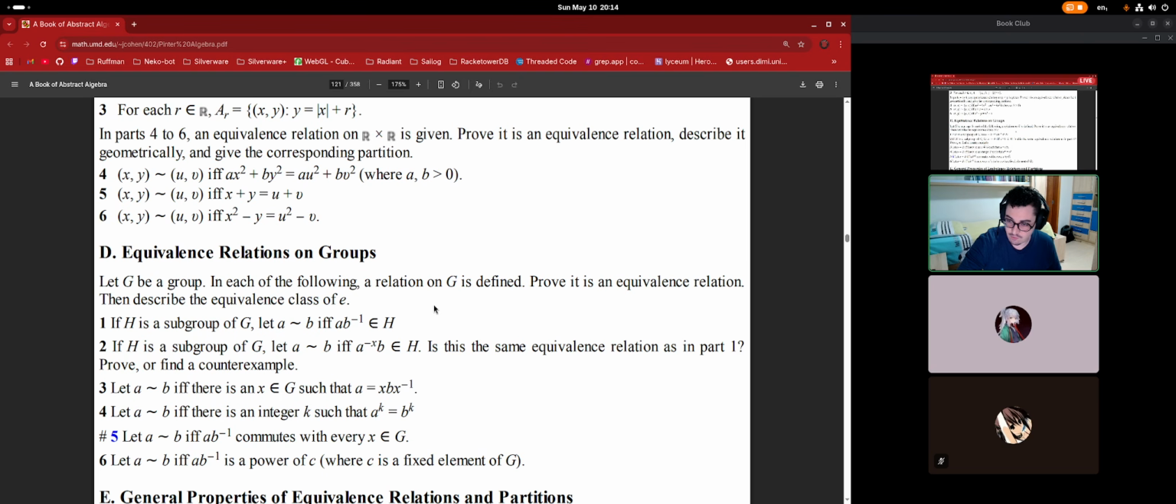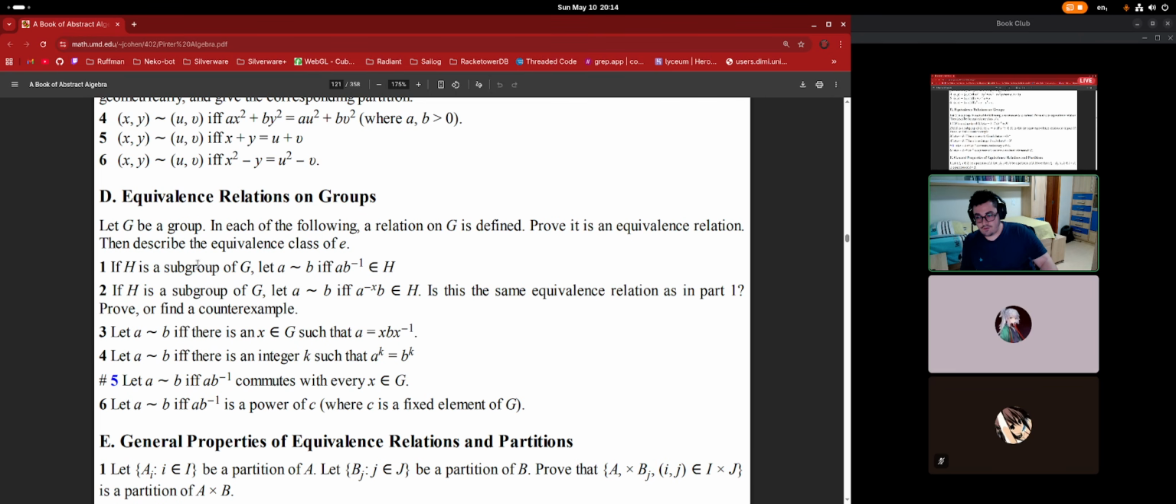Okay, then comes the thing that I mentioned before. We have equivalence relations and groups. And I'm not gonna lie, I had a hard time on these. In particular, if H is a subgroup of G, and we kind of remember what that means, we say that A is equivalent to B if and only if A B inverse is in H. How do you even start this one?